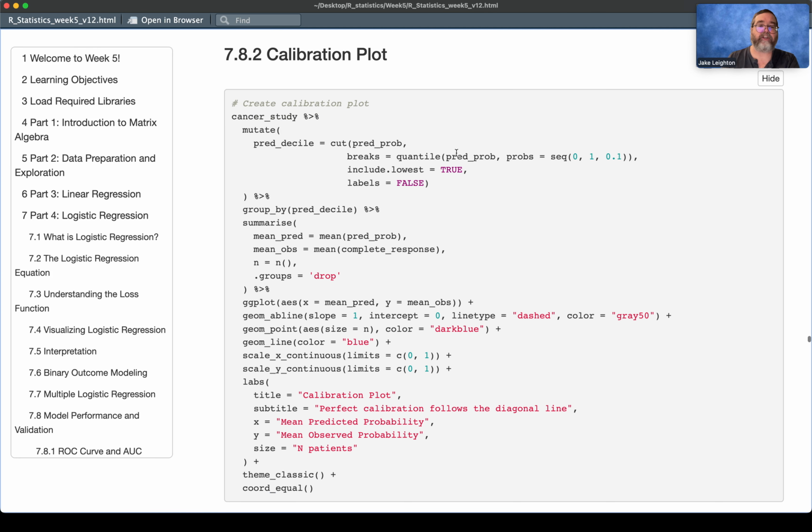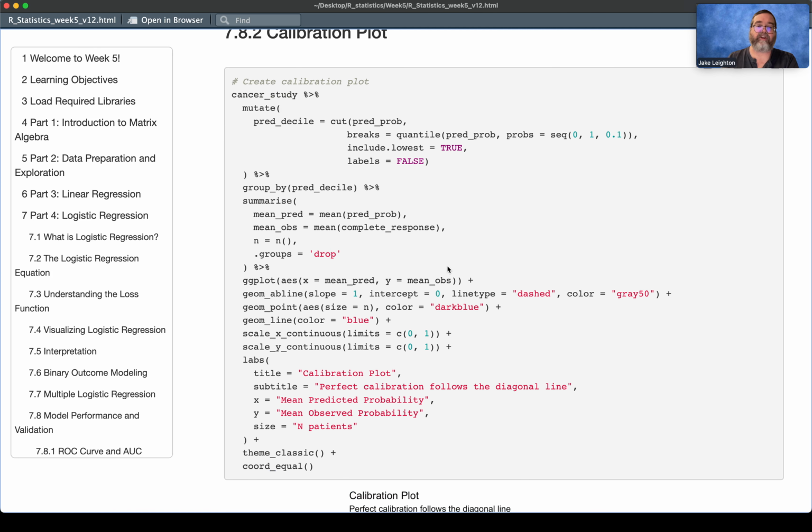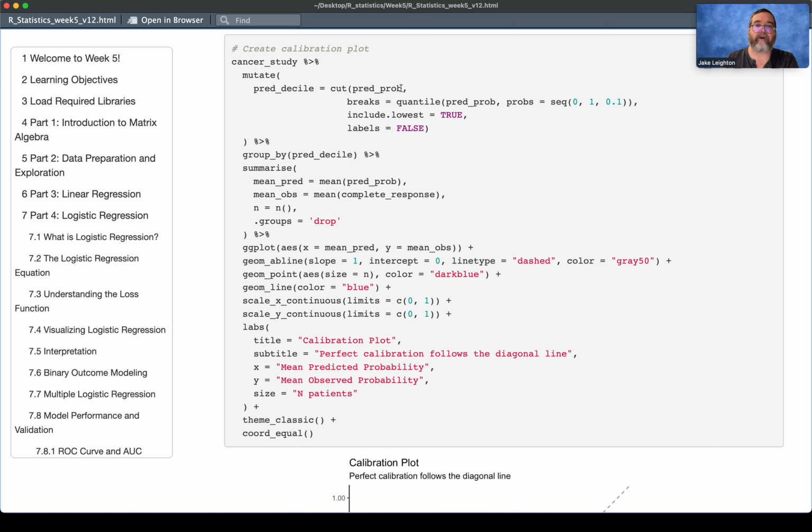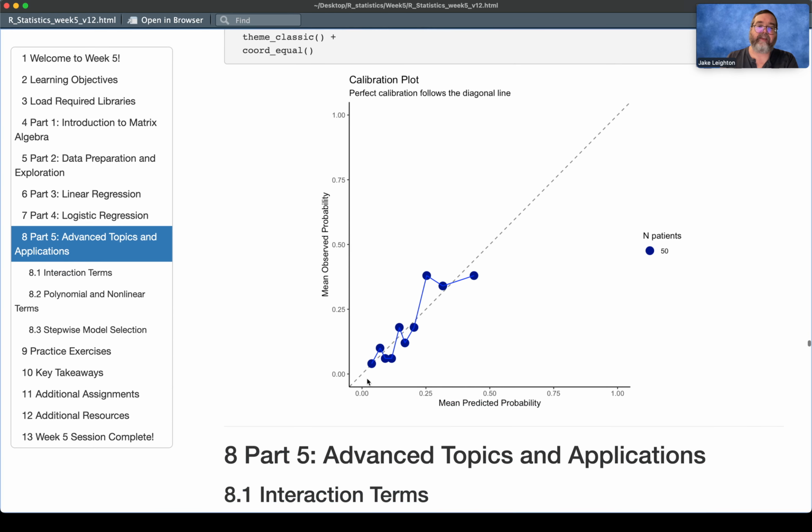One thing you can do is also a calibration plot. Don't worry too much about the code. You could just copy that code. It's just putting in the predicted probabilities and your response, pulling everything from that cancer study data set, and you get this calibration plot. On the bottom you have the mean predicted probability, and on the top the mean observed probability. So if we're skewed on the bottom, we're over predicting. If we're skewed on the top, we're under predicting. So it's just a good last plot to look at how you're doing.